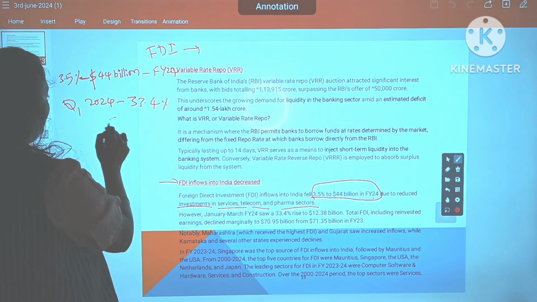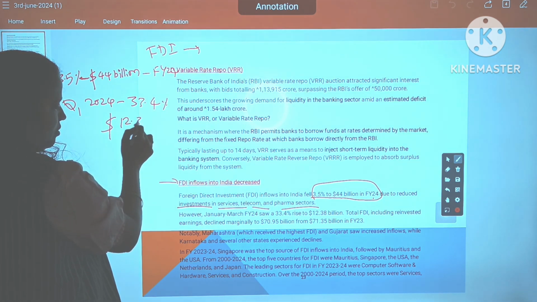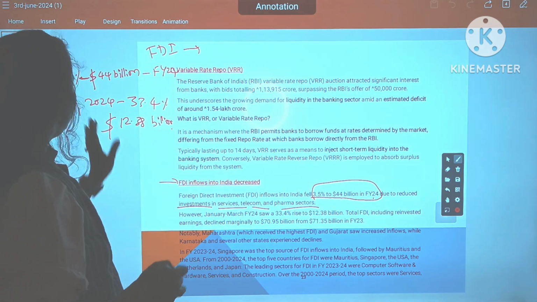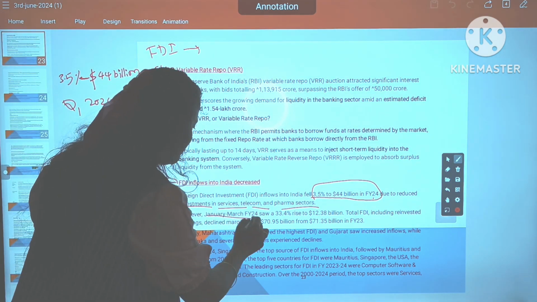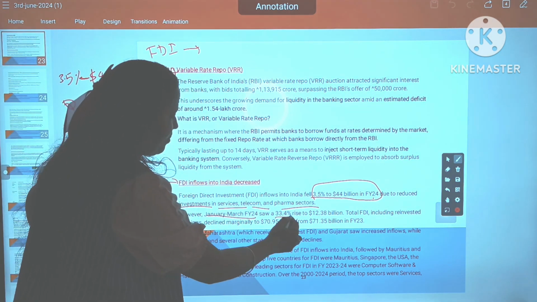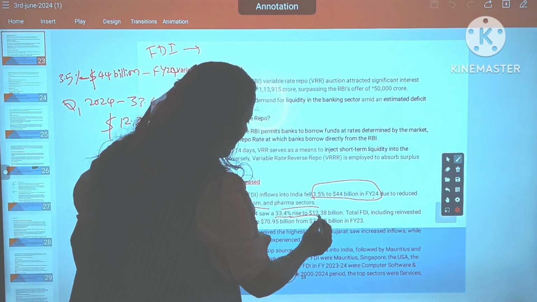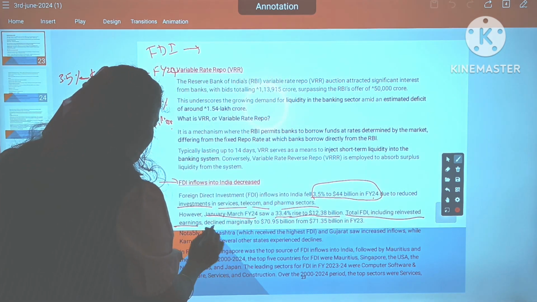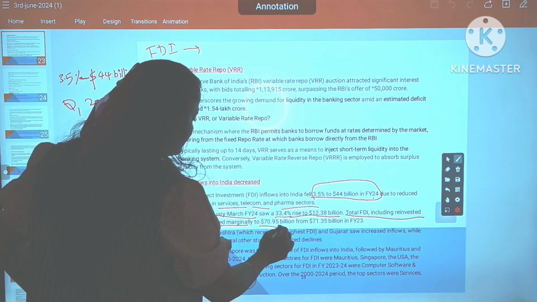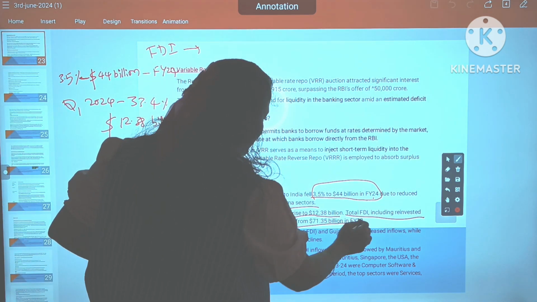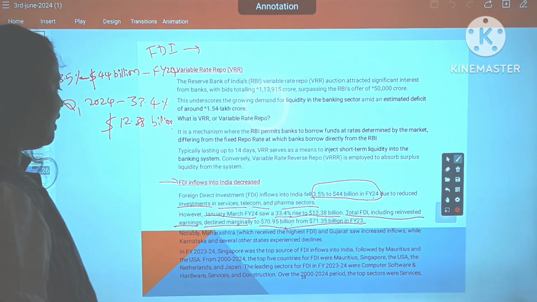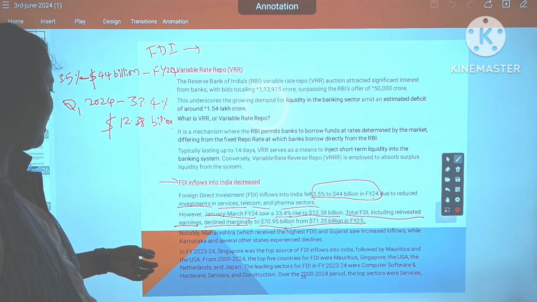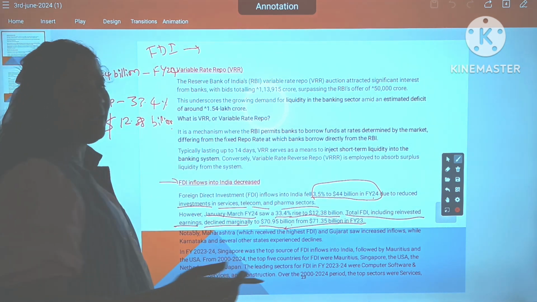But in the first quarter, Q1 of the financial year, there is a rise of 33.4% to 12.38 billion. Total FDI including reinvested earnings declined marginally to $70 billion from 71 in FY23. Okay, in FY23 there is a decrease.